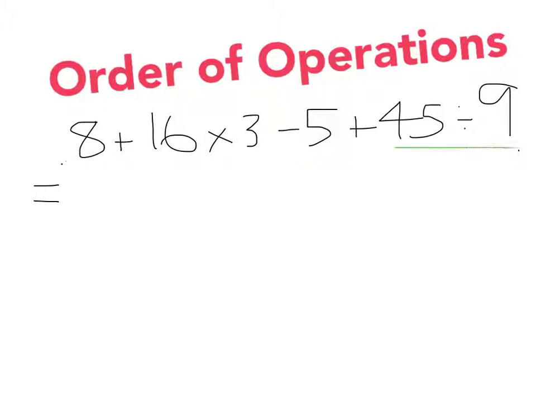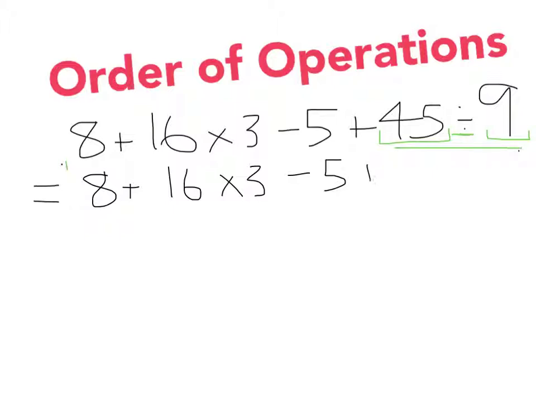Oh, look, here I've got one here. I've got my division sign here. I look to the left of it, I've got positive 45. I look to the right of it, I've got positive 9. So I know that equals 5. So I rewrite the line the same: 8 plus 16 multiplied by 3 minus 5 plus 5. Okay, perfect. That's my division done.